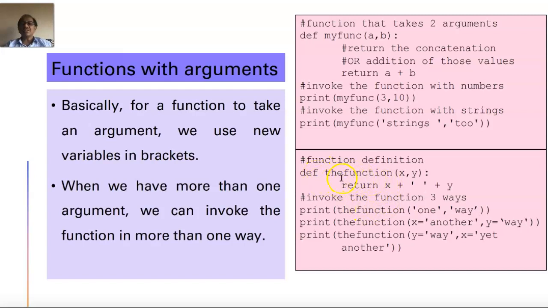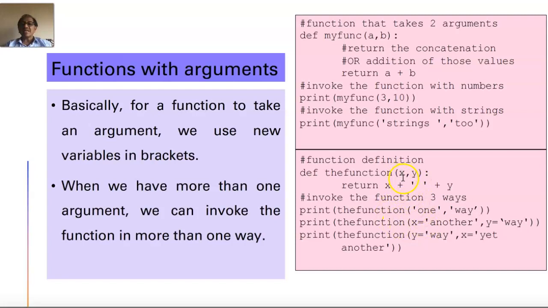We have the function. The function is called the function with two arguments, x and y, and then return x space y, that is concatenation of those two. We are taking only strings here. How do we invoke this function? We can invoke it by assigning values to the two arguments which are given there, like print the function "one", "way". One is assigned to x, way is assigned to y.